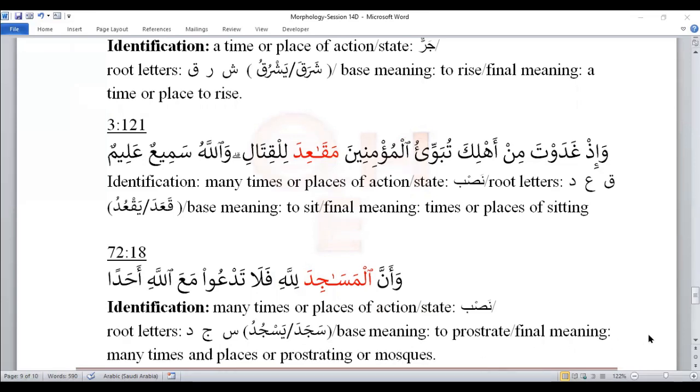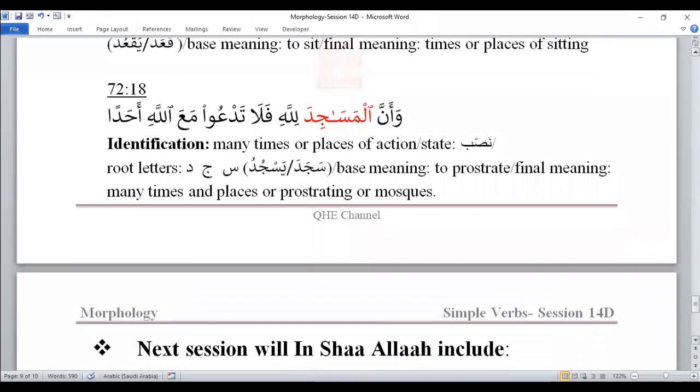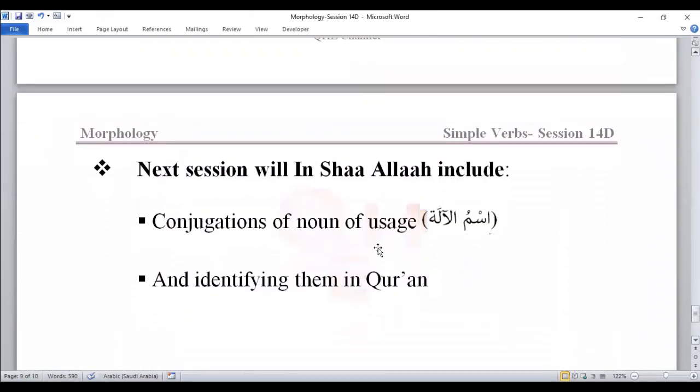Alhamdulillah. We learned today about ismu verb. We went over the conjugation, we learned about broken plurals, and we went over some examples in the Quran. Let's see what's coming up in the next session. In the next session, inshallah, we are going to learn about noun of usage, ismul ala, and identify them in the Quran.